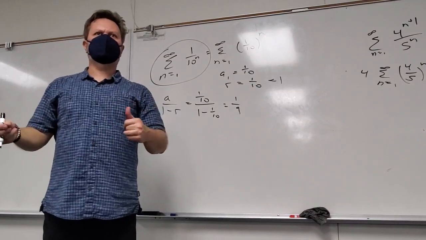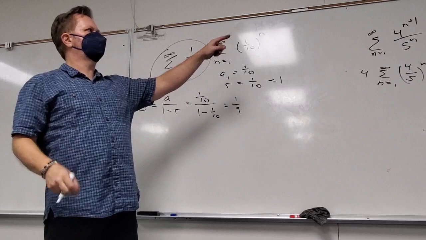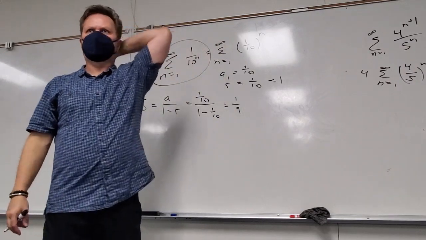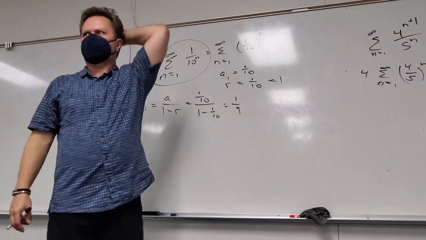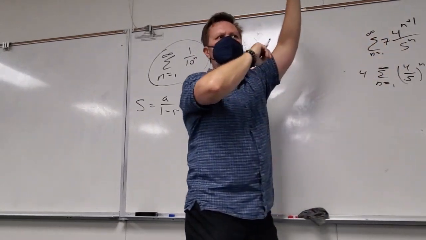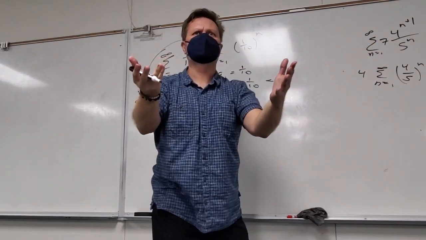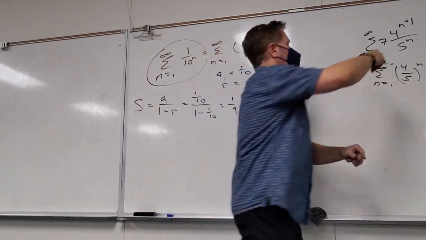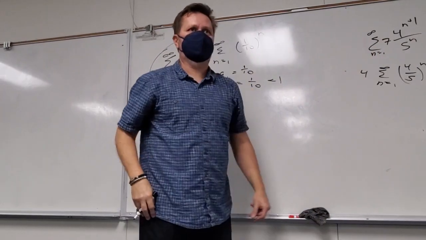Now, what's the quickest way for me to make that not even geometric? What's one change I can make? Like, what if I put a 7 here? Is that geometric still? Yes, of course it is, right? Because I can just take the 7 out.